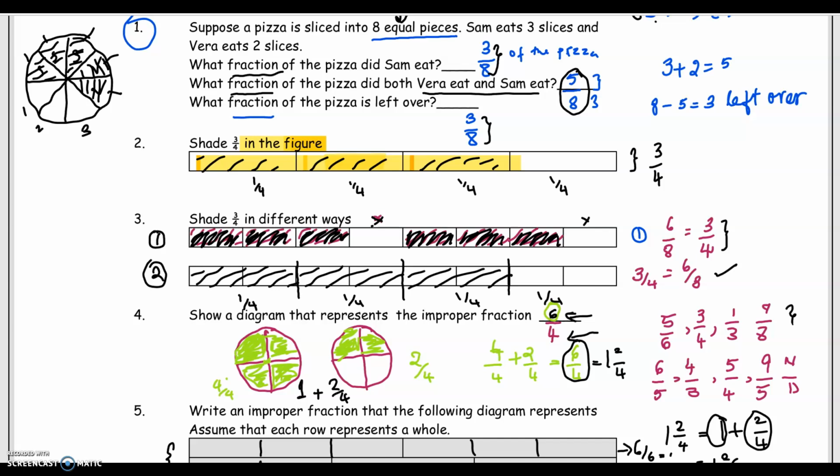So let's look at these examples. 5/6, 3/4, 1/3, 7/8. In each of these fractions, the numerator is less than the denominator. In the next set of fractions, notice that 6/5, the numerator is greater than the denominator. 4/3, 9/5, 5/4, in each the numerator is greater than the denominator. That's what makes it an improper fraction.